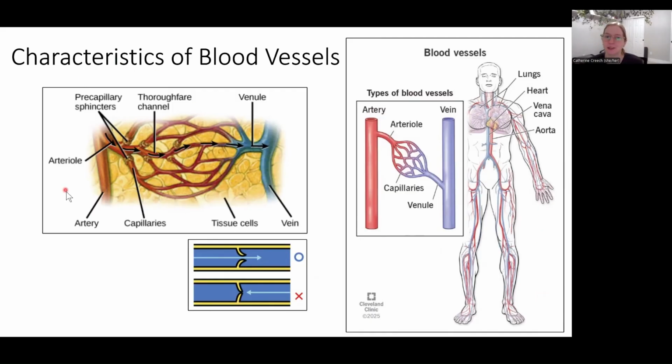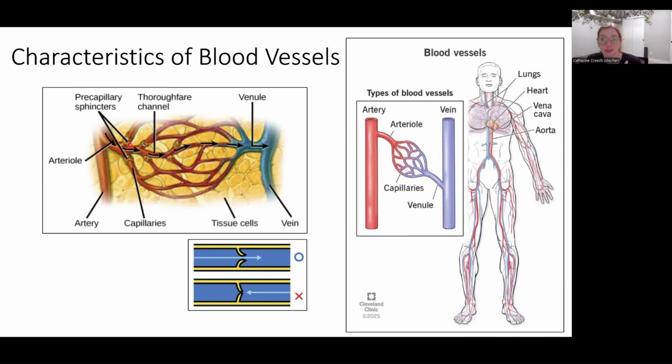Here we have another image of our arteries leading to our arterioles, to our capillary bed, to our venules, to our veins. I like this image because it shows you that there are little tiny smooth muscle cells around your capillary beds called precapillary sphincters. That controls where you're taking your blood. So those will tighten or release based on the needs of the cells.